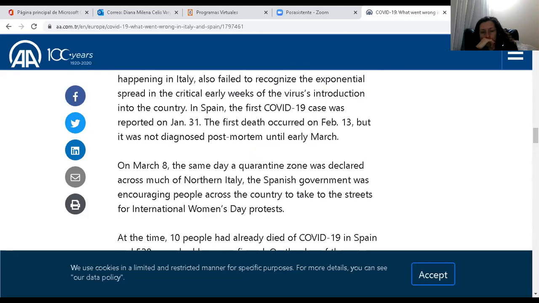the Spanish government was encouraging people across the country to take to the streets for International Women's Day protests.